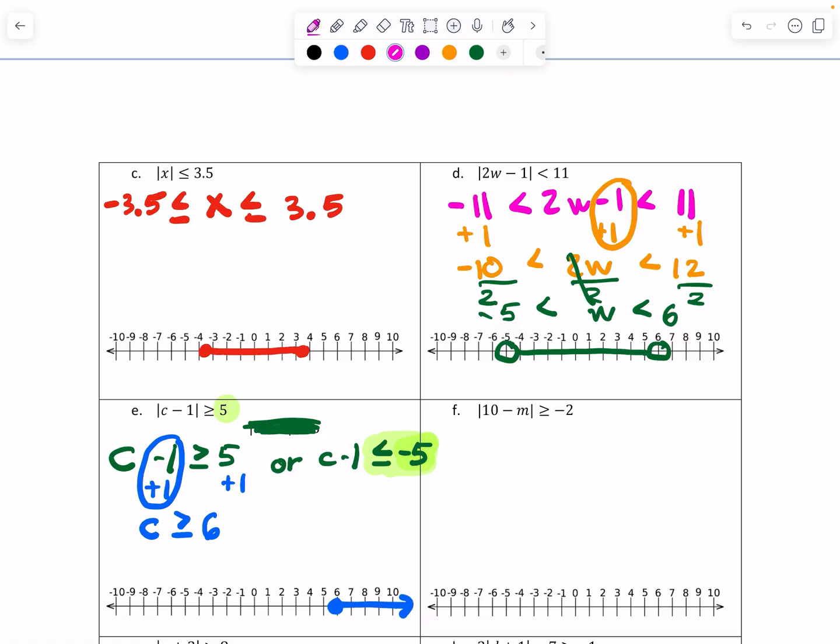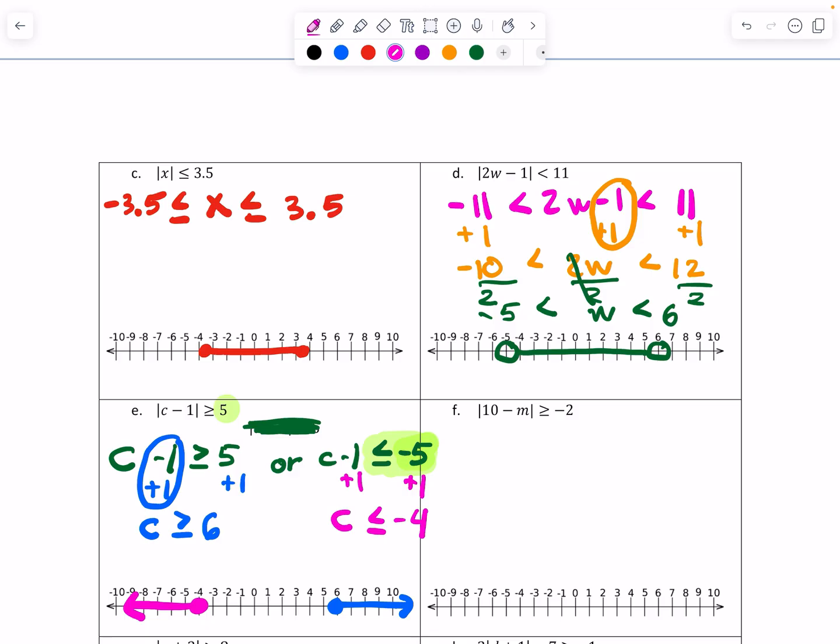Now for the other half of my inequality, this time when I add 1 to both sides, I'll get C is less than or equal to negative 5 plus 1 is negative 4. So circle negative 4, fill it in, and everything to the left.